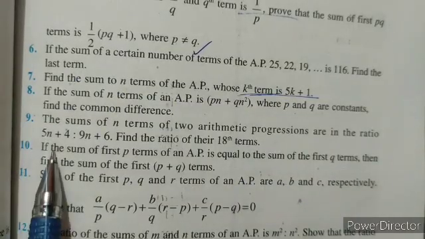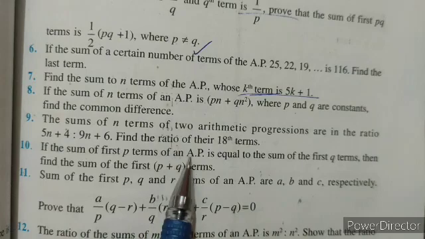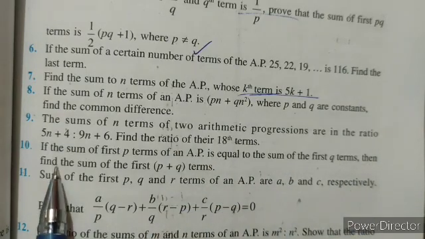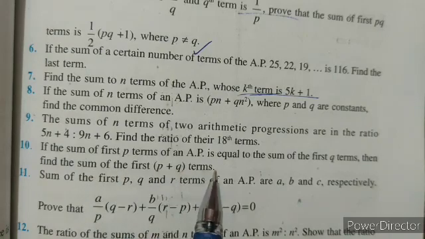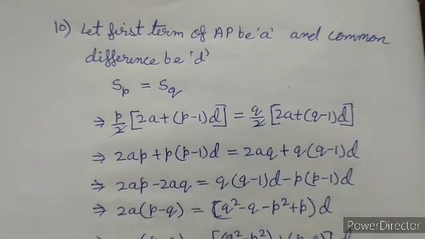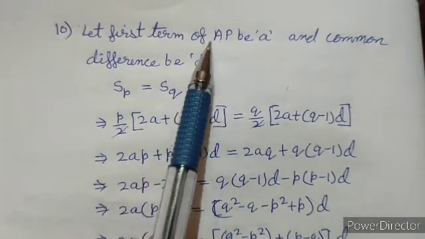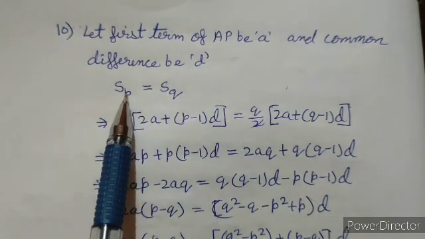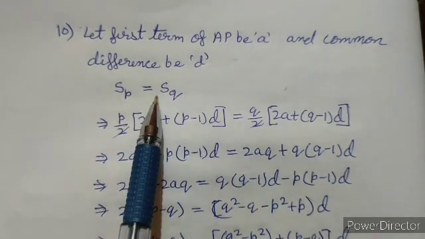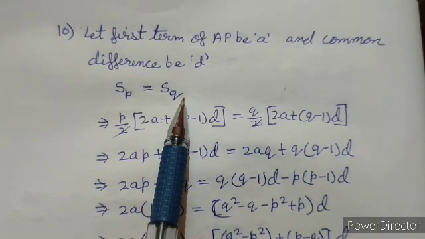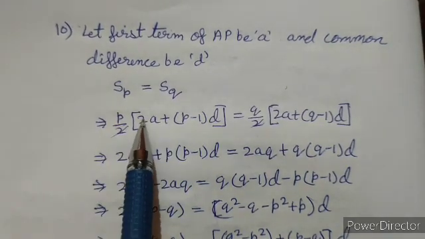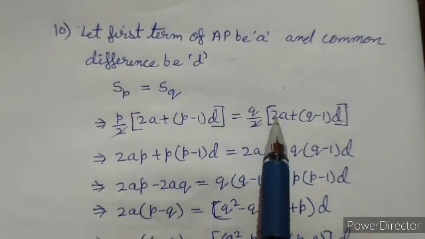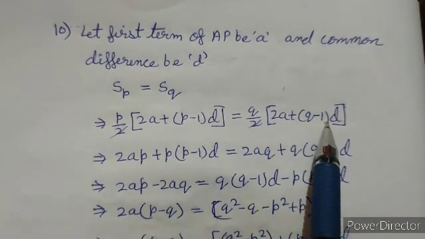In question number 10, if the sum of first p terms of the AP is equal to the sum of first q terms, then find the sum of the first p plus q terms. Now here let the first term of the AP be a and common difference be d. It is given to us that the sum of the first p terms is equal to the sum of the first q terms of the AP. That means p upon 2 into 2a plus (p minus 1)d will be equal to q upon 2 into 2a plus (q minus 1)d.